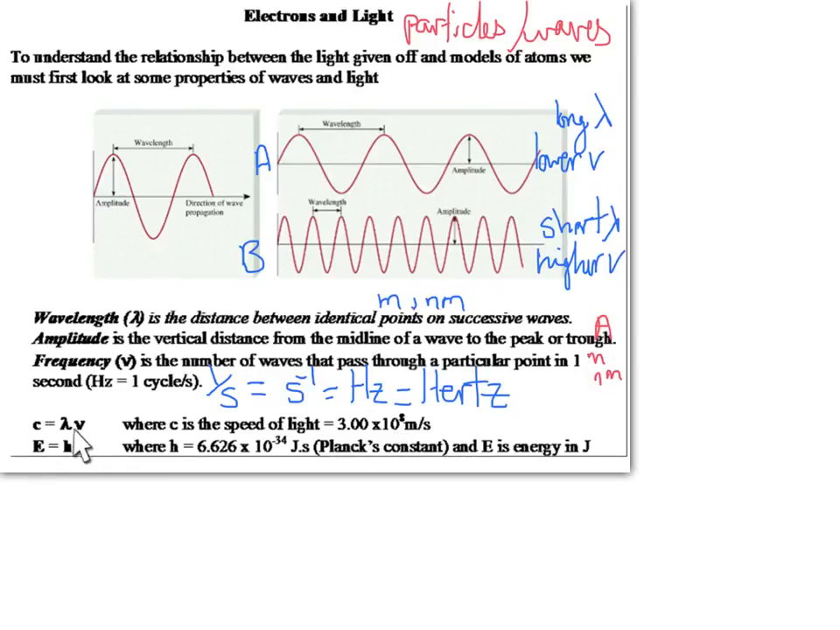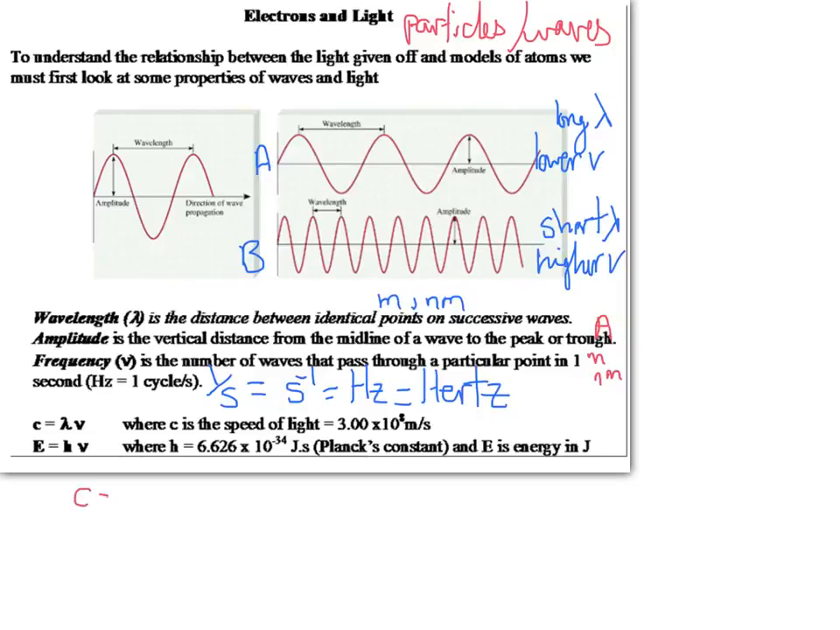And then nu, that would be your frequency. Now, if you can't tell by looking at these waves the inverse relationship, or if you forget and yet you remember the equation, then you can, from the equation, figure out that it is an inverse relationship.